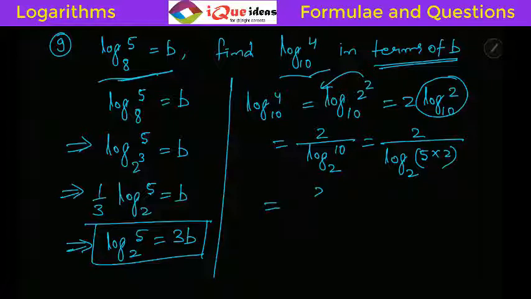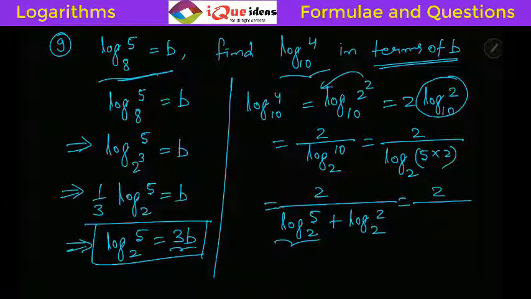So this becomes 2 divided by log of, now when the numbers are being multiplied, logs will be added, so log 5 to the base 2 plus log 2 to the base 2. Right? So here we get our answer because we have 2 in the numerator divided by log 5 to the base 2, which we have already calculated as 3b. Alright. And log 2 to the base 2 is 1. So the answer of this question is 2 divided by 3b plus 1. So this was a good tricky question. We have applied all the formulas of log in this case.